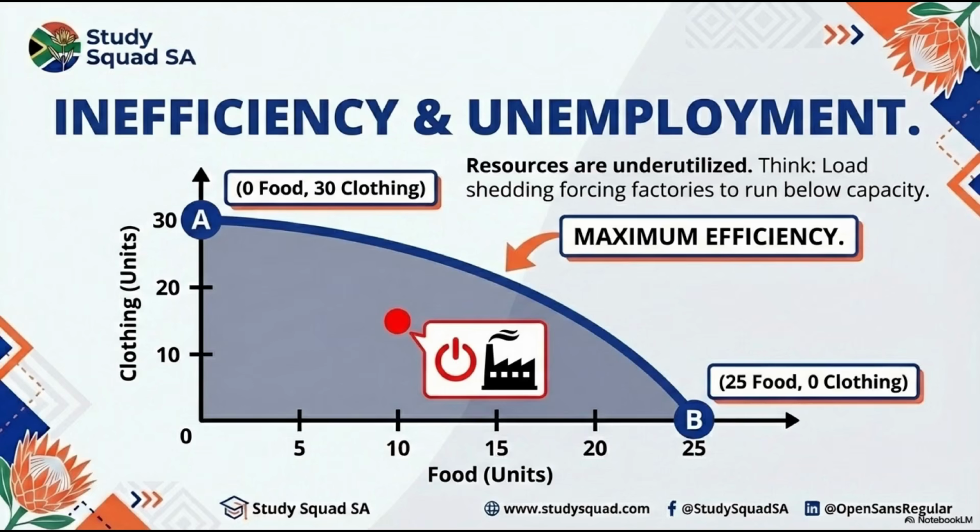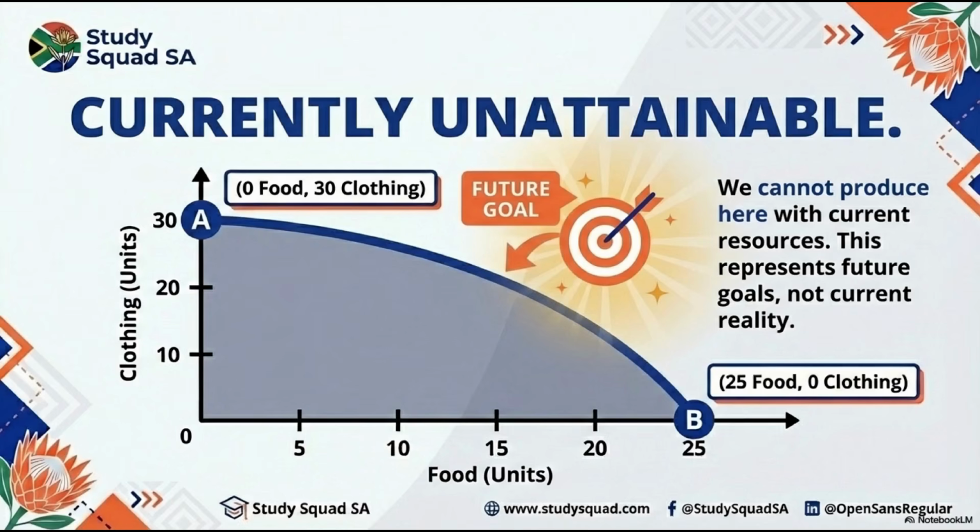What about points outside the curve? These are currently unattainable. They represent combinations of food and clothing that the country could produce in the future, but only if it increases its resources or improves its technology. We'll get to that later.